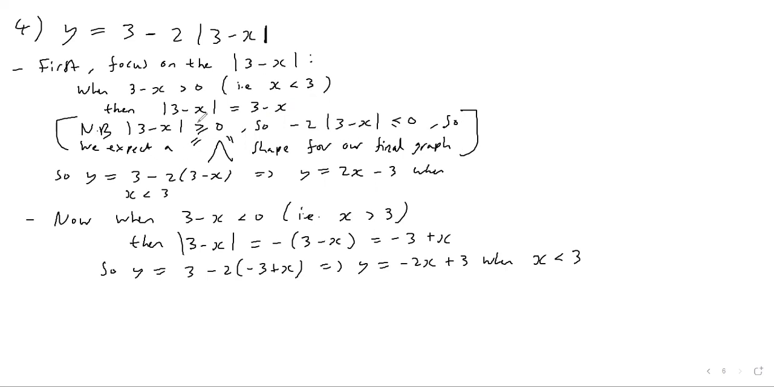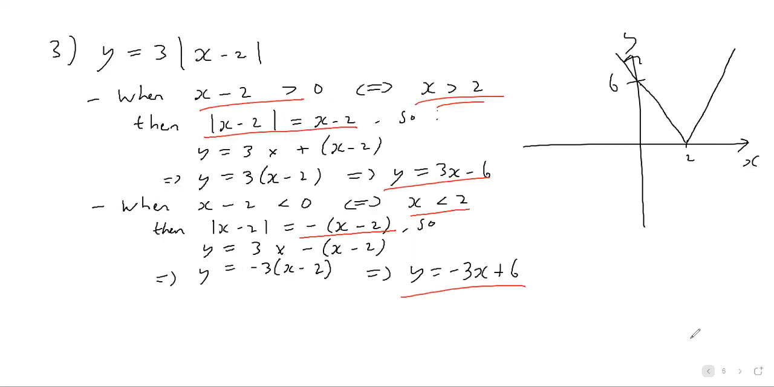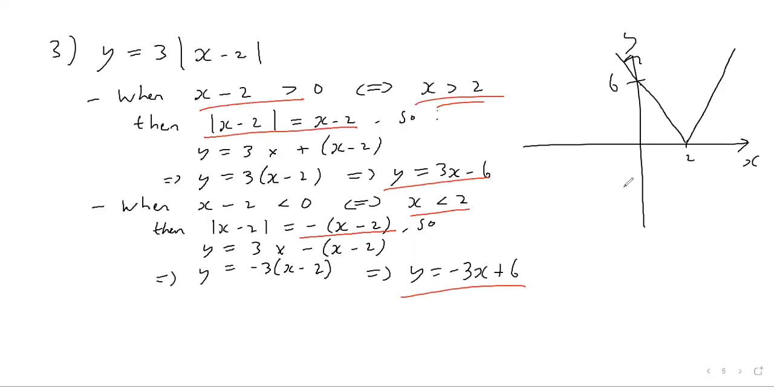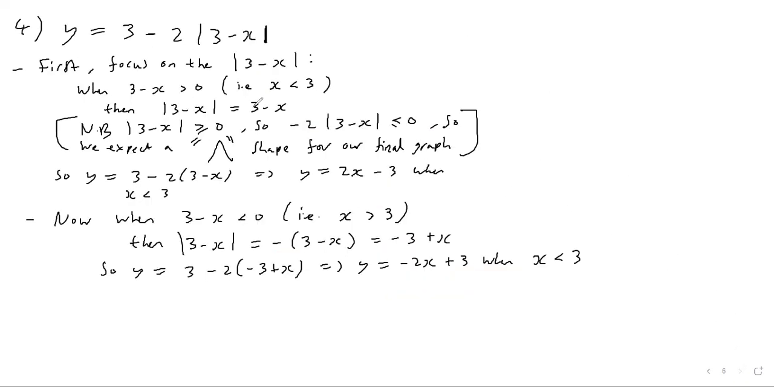So with this graph, we're actually going to expect a pointy upside down V shape, like a kind of pointy N shape there, because this time we've got the negative, which flips the graph upside down. So the minus sign just negates all of our y values and makes them negative. So we're expecting this kind of shape. Let's just bear that in mind before we go to the next part.